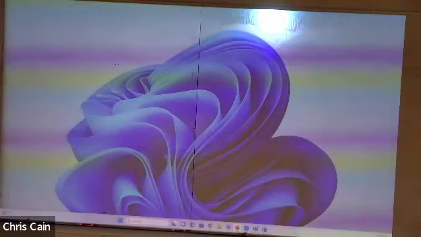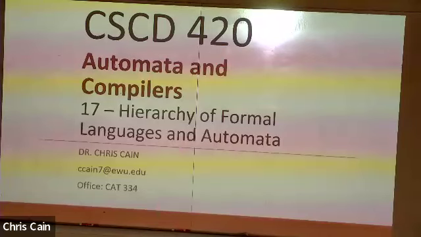All right, end of that slideshow. So we've kind of been hinting at this, but we're now going to bring it all together and come up with an actual hierarchy of languages, of classes of languages, so that we can visualize all the different kinds of languages, the different classes of them, and how they interrelate to each other.